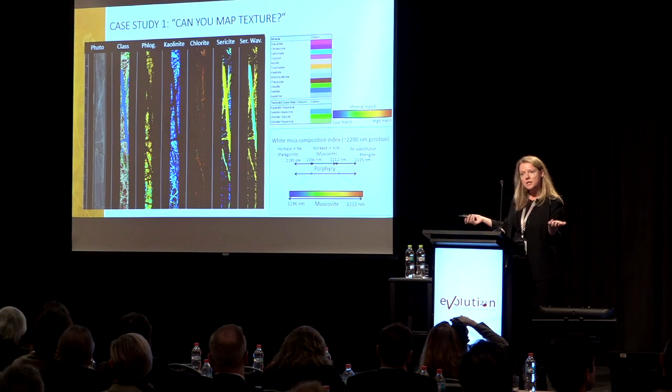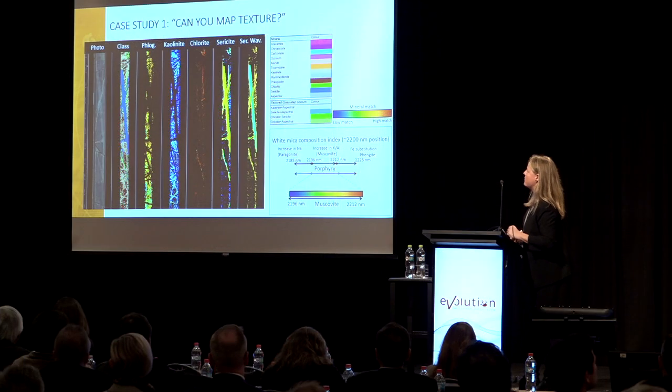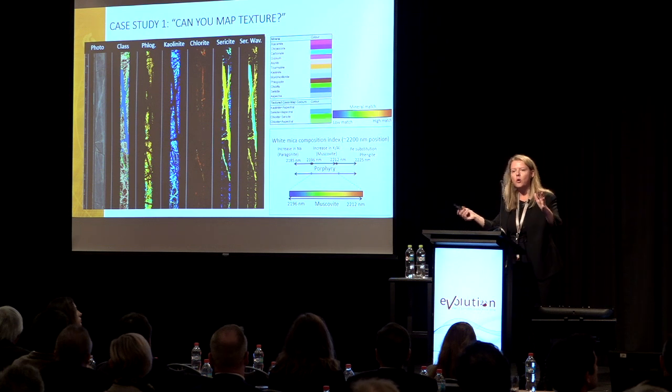So I'm going to give you a couple of examples of that to finish off. Here is case study one. I'm going to show you one where it wasn't a great question, and then I'm going to show you a couple that were good questions. Here, to be fair, this was a project that is quite old now, about 5 years old. But there was this general question: can you map texture in my core?